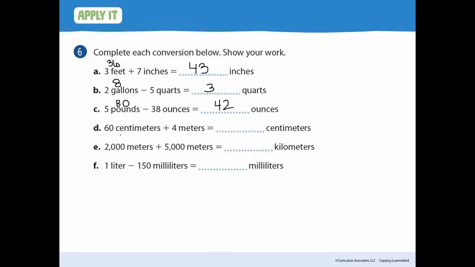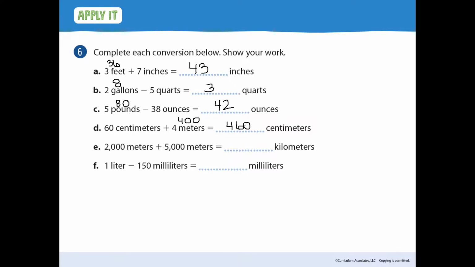Okay, 60 centimeters plus 4 meters is how many centimeters? So we're going to have to change this meters to centimeters. There's 100 centimeters in a meter, so this would be 400 centimeters. 60 plus 400 centimeters is 460 centimeters.